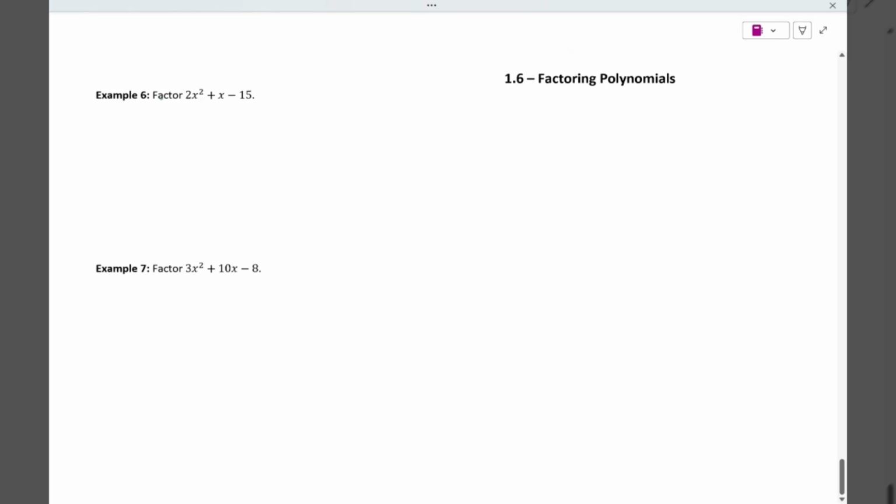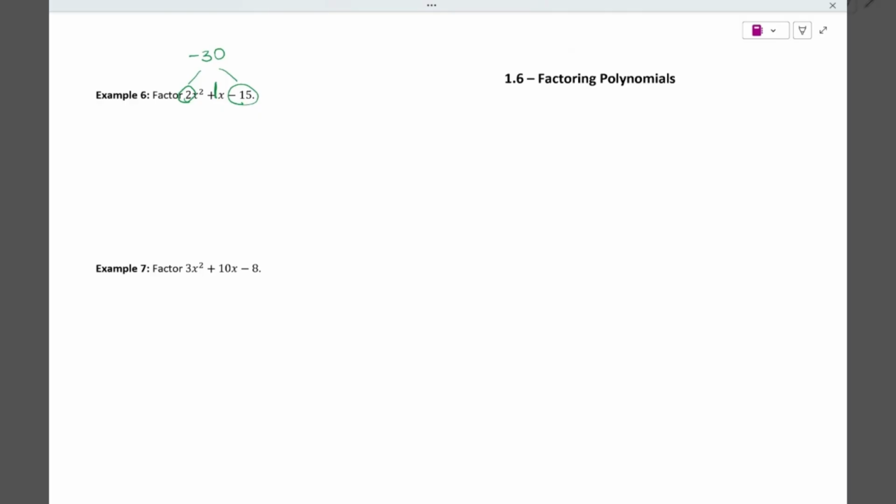Okay, again, I want to factor 2x squared plus x minus 15. They don't have a GCF, so I move on. I'm going to multiply because the number in front of x squared is bigger than 1. I'm going to multiply these two numbers, 2 and negative 15. Gives me negative 30. So I'm going to find factors of negative 30 that add up to the coefficient of this middle term, which is a 1.